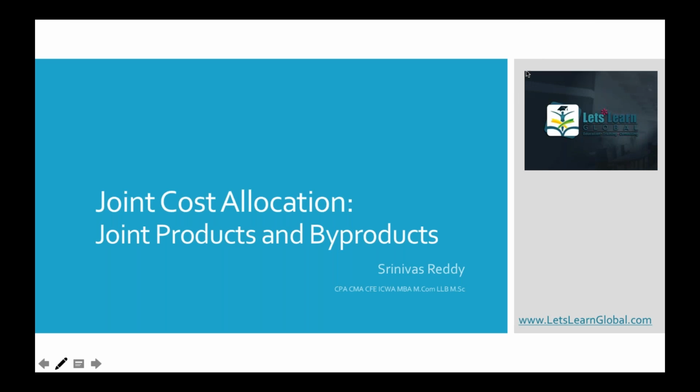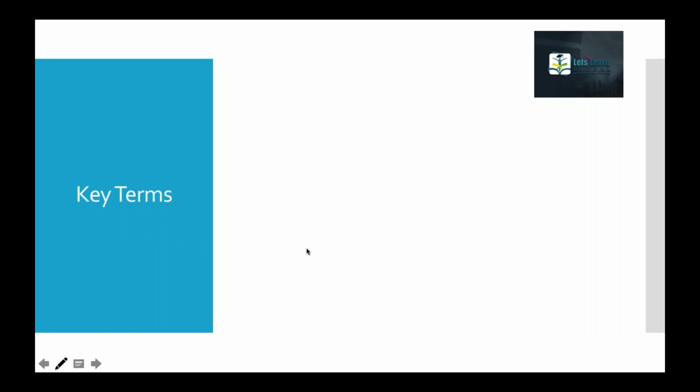Hi, today's session is on joint cost allocation, a very important topic. Chances of being asked in essay questions, and if not, you will have enough questions in MCQs. Let us discuss in detail about what is joint cost, what are joint products, what are byproducts, what is the treatment of byproduct, and how the treatment of byproduct will have an impact on the joint products.